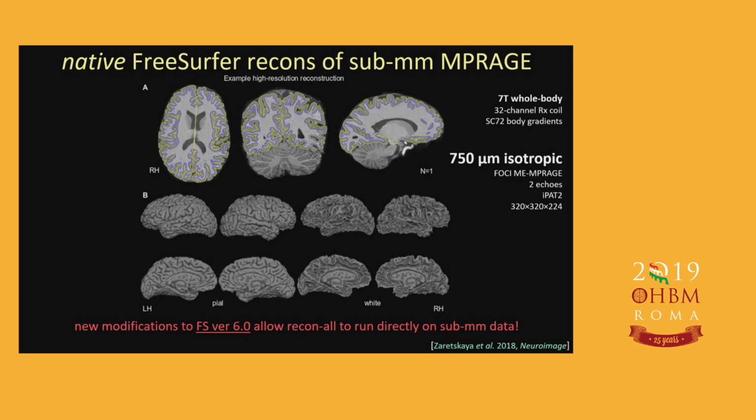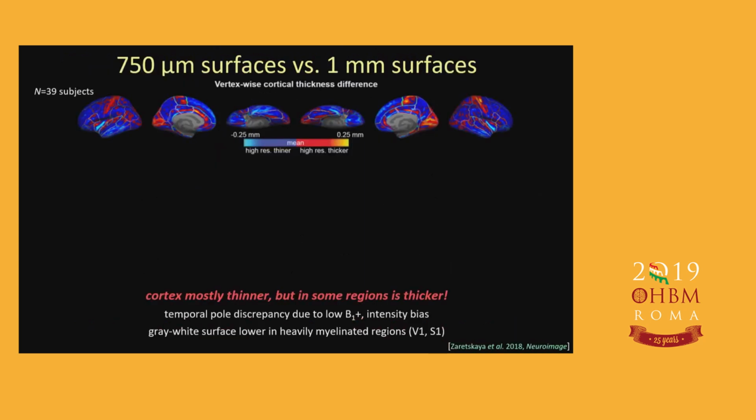We wanted to revisit the assumption that a 1 millimeter isotropic, say, MPRAGE acquisition was sufficient for accurately delineating the cortical boundaries in our human data. So we sat down with Bruce Fischl and the FreeSurfer team to make new modifications to FreeSurfer to allow recon-all to be run directly on sub-millimeter data. So here are some examples of this new recon stream on some 750 micron isotropic MPRAGE data acquired at 7 Tesla.